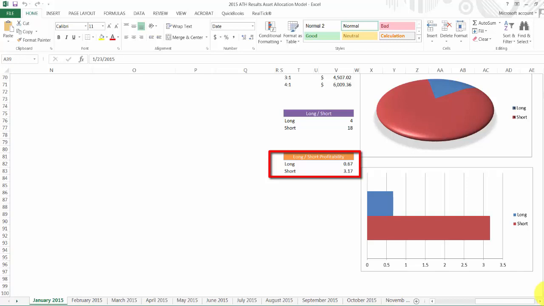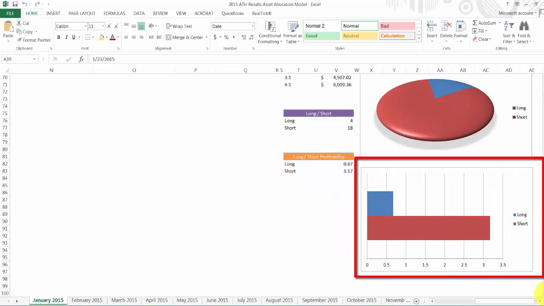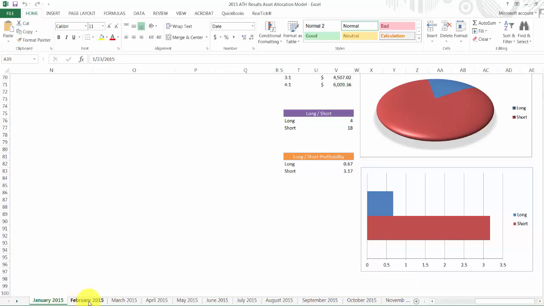So if you have a lot of shorts, you want to see that the profitability on the short side really, really overwhelms the profitability on the long side. And if you had a lot of long trades, you want to see the same kind of thing. The only time you want to see these two bars equal is in a month where you have 15 long trades and 15 short trades, or 20 long trades and 20 short trades. Then it makes sense that your long to short profitability should be relatively equal. So that's how I do the bookkeeping intra-month.